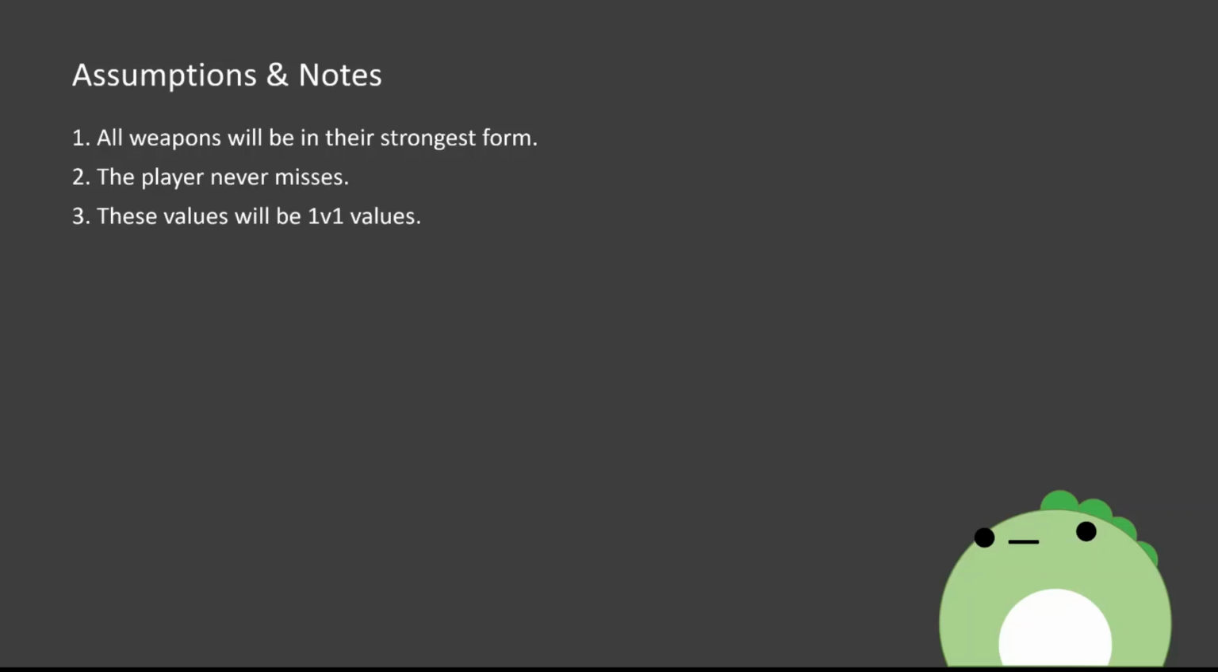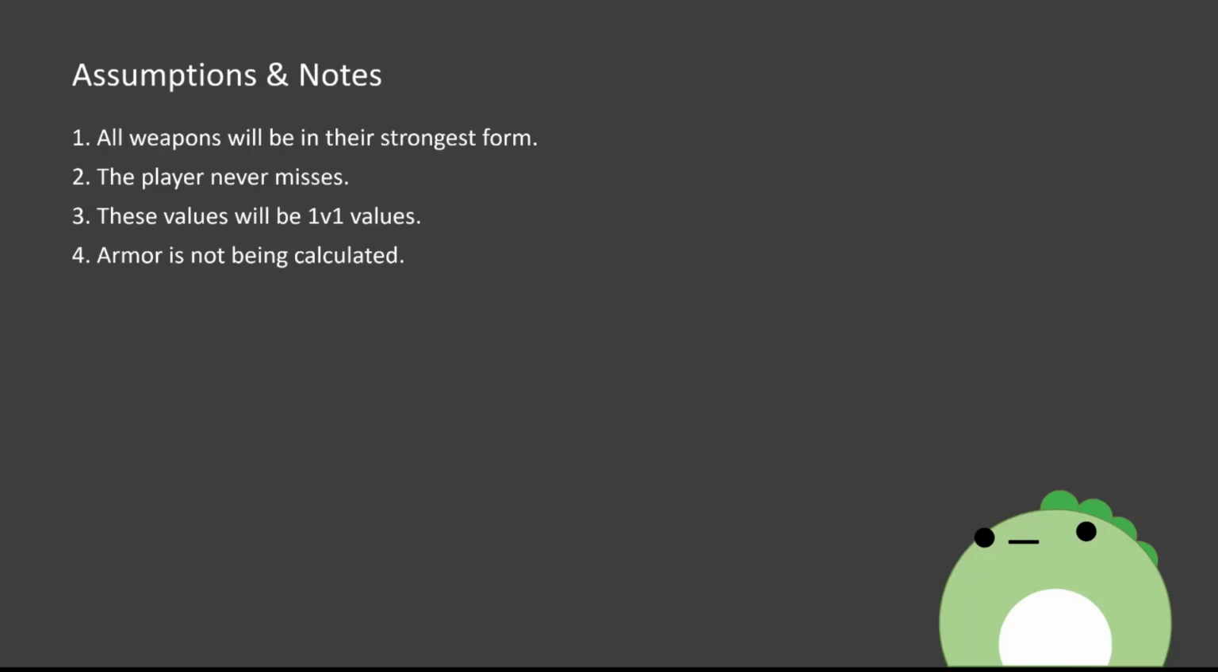Assumption 3, these values are all going to be 1v1 values. Most weapons are only good at dealing damage to one enemy at a time. Only the sword, rocket crossbow, and enchanted trident are capable of dealing AoE damage, but only the rocket crossbow deals significant AoE damage. Assumption 4, armor is not being calculated for damage done. All damage values are raw and don't take into account the armor or armor enchantments because those have their own mathematical calculations that take in damage dealt and then output true damage.